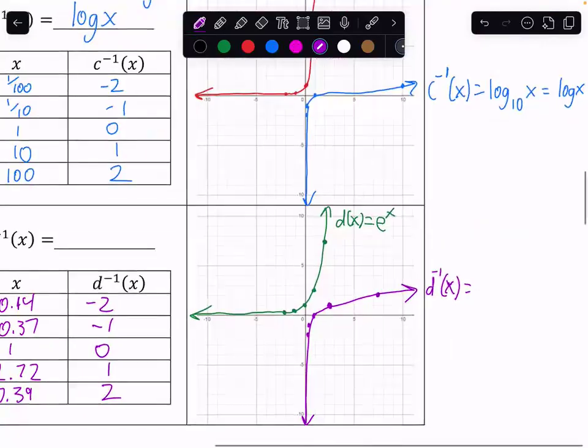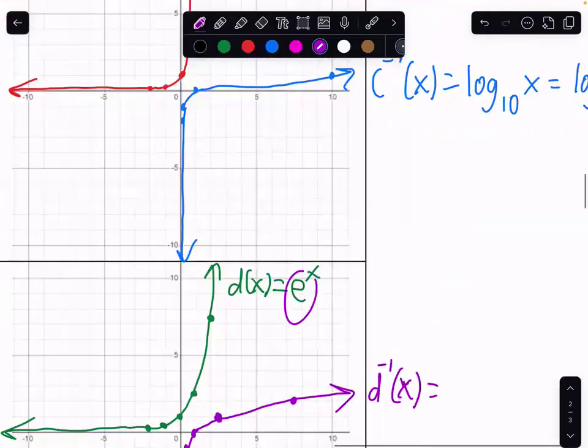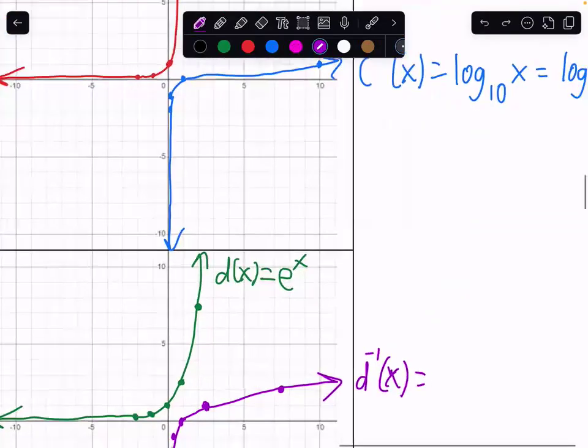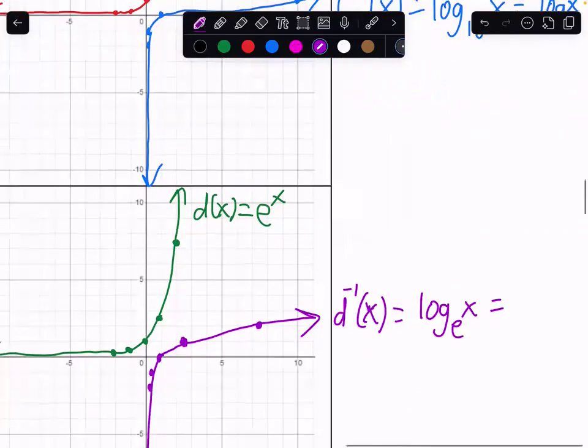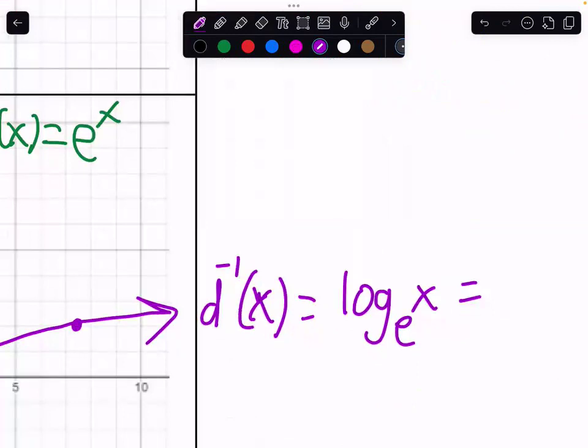So what do we call this inverse function? The base of the exponential function was e, so it'd be log base e of x. However, just like the log base 10 of x above, this one has a special name because it's so common in real life. The symbol is ln x. This is a lowercase l, not a capital I.